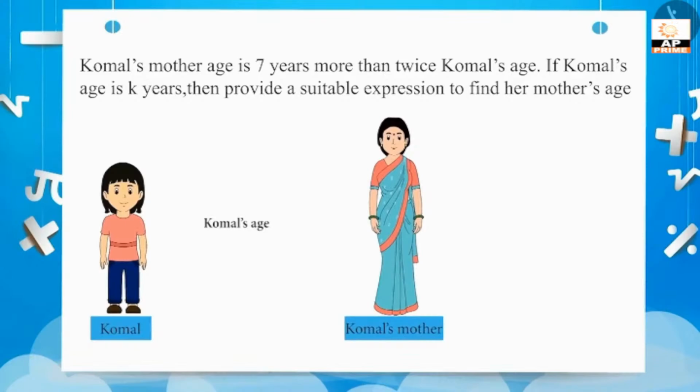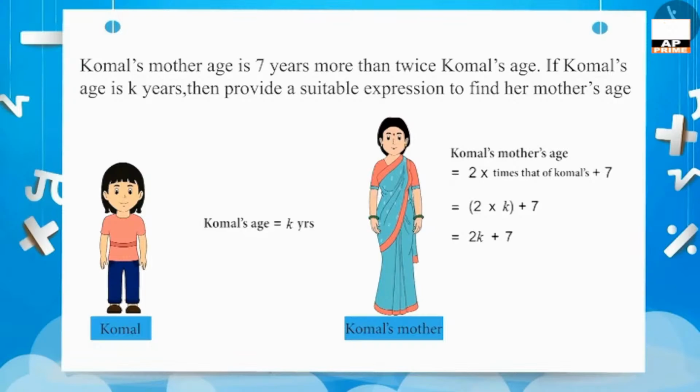As we know, Komal's age is k years and Komal's mother's age equals 7 more than twice Komal's age, which is 2 multiplied by k plus 7, equal to 2k plus 7. Therefore, the expression to find her mother's age will be 2k plus 7. Now let us learn how to solve an expression if the value of one variable is given. Let's solve a question to understand this.